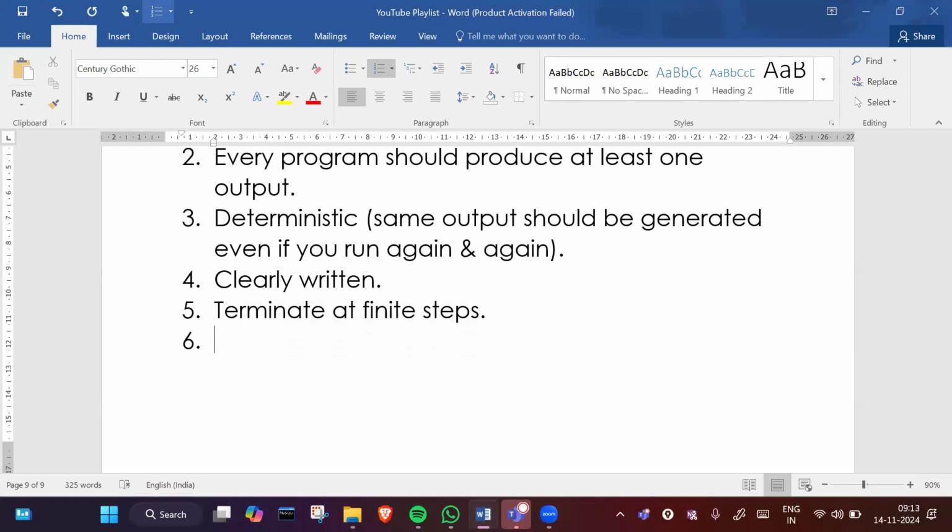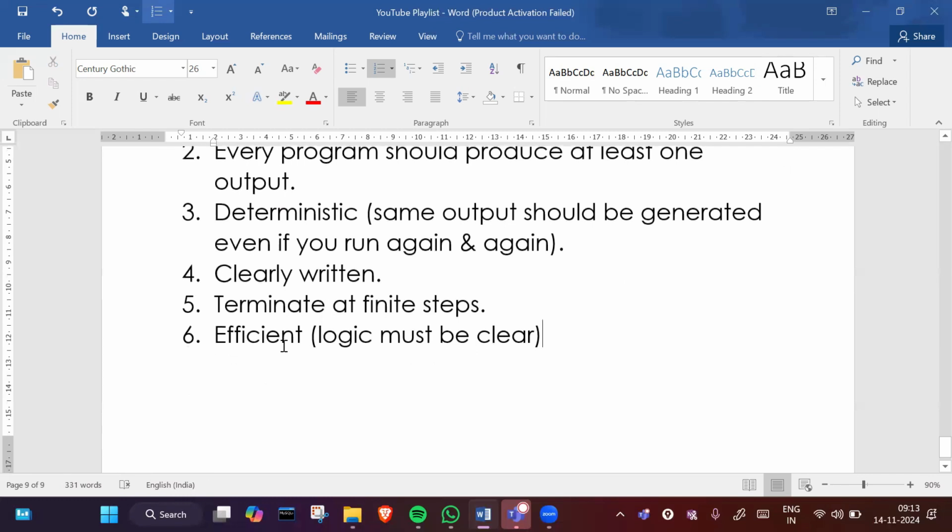The sixth property of an algorithm is efficient. It should be efficient. What's the meaning of efficient? We can say logic must be clear. It should have clear logic. When you are writing an algorithm, and in some steps you are writing logic, it should be efficient. The logic should be clear and efficient. Right? I hope you are understanding this much.